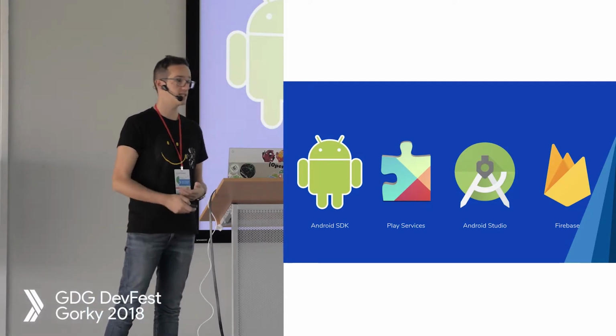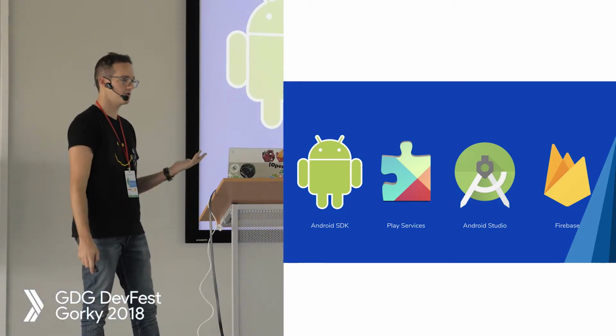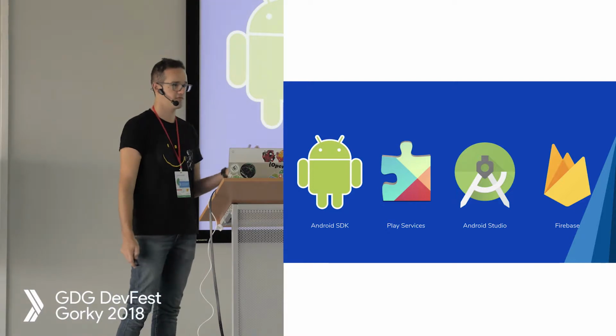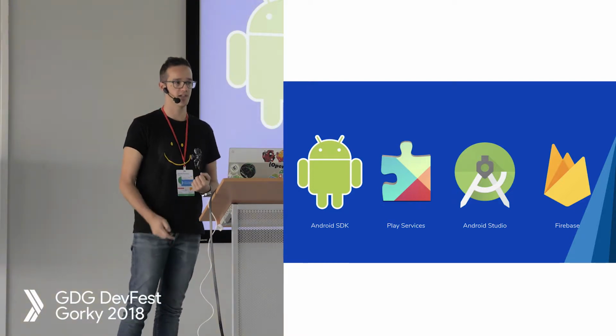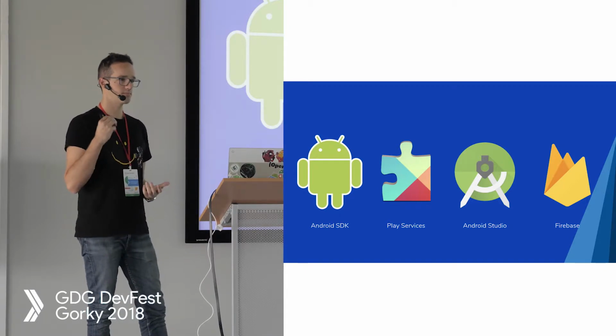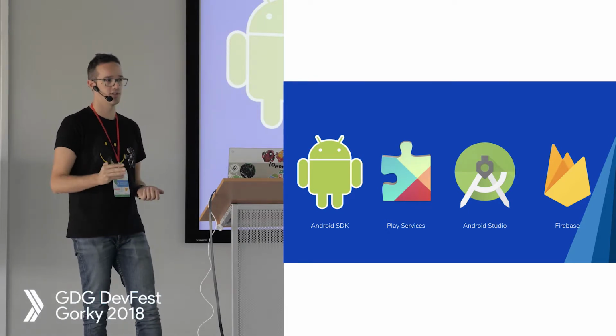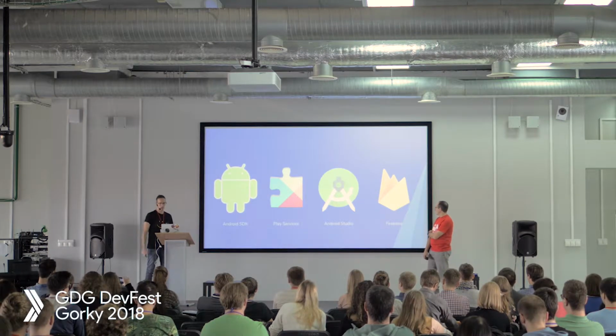Android Studio is the same tool that you're using for your phone, tablets, TV. Now you can use it also to build Android Things apps, physical apps. And finally, Firebase, which gives us a lot of backend power without having to write any line of code in actual backend development.